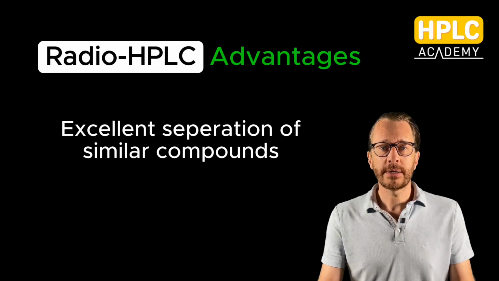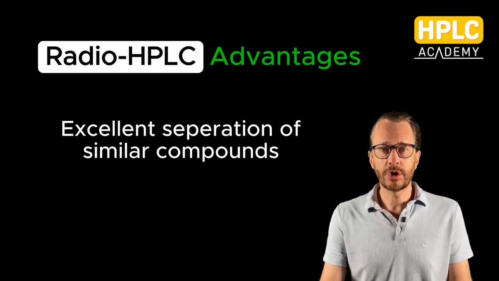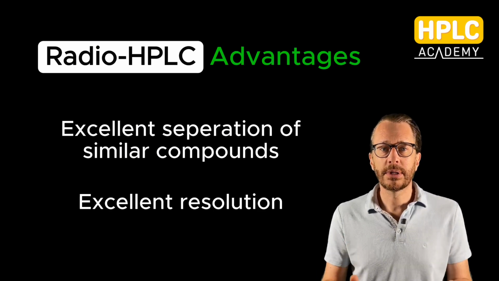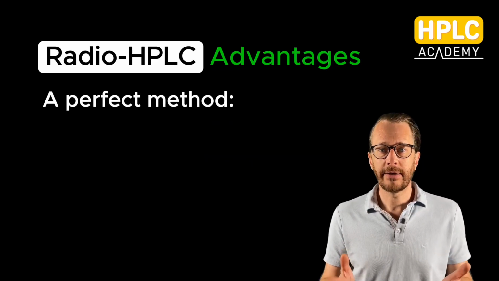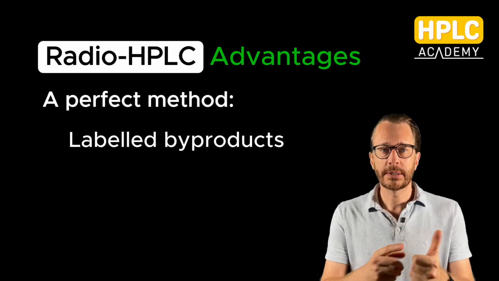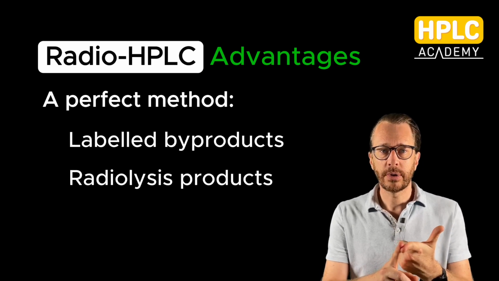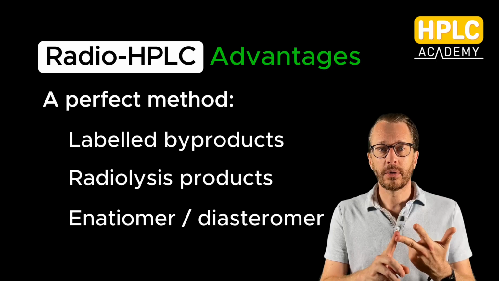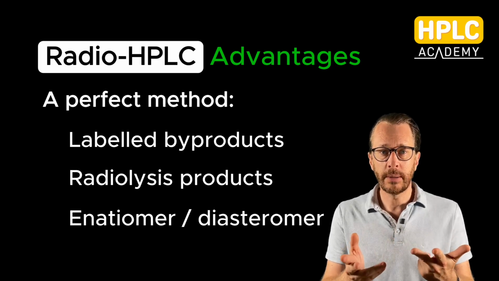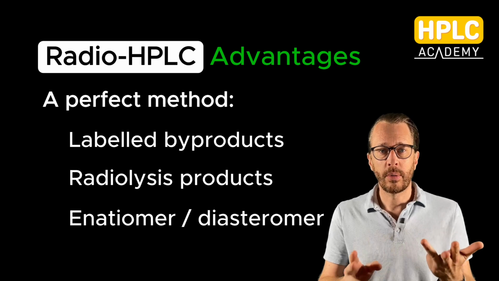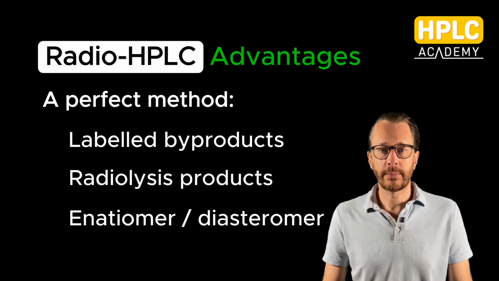Radio-HPLC, with its far superior chromatographic resolution, can separate these impurities when the method is appropriately designed. A correctly developed radio-HPLC method can resolve labeled synthesis byproducts, radiolysis degradation products, enantiomeric or diastereomeric forms of the labeled compound when you use a special column, and side products from competing reactions during the labeling process.